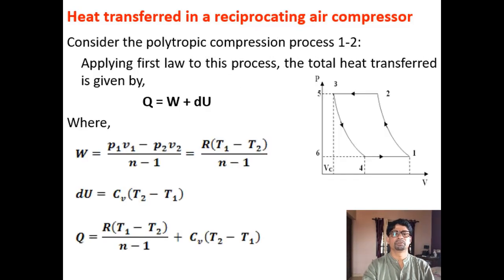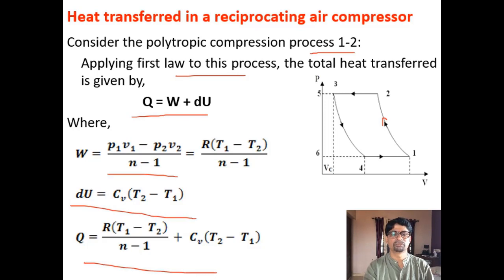Consider the polytropic compression process 1 to 2. So this is a compression process 1 to 2, right? So applying the first law to this, the total heat transferred is given by Q is equal to W plus dU. So for the polytropic process 1 to 2, W is nothing but (P1 V1 minus P2 V2) by (n minus 1), which is also equal to R into (T1 minus T2) by (n minus 1), because P1 V1 is equal to RT1. And dU, which is nothing but the change in internal energy, is nothing but Cv dT, so Cv into (T2 minus T1). And if you substitute in the equation for Q, it is R into (T1 minus T2) divided by (n minus 1) plus Cv into (T2 minus T1).